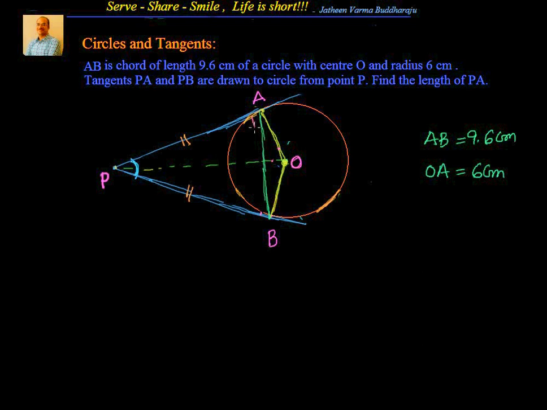So that angle is 90 degrees. Can I say angle PAO is equal to 90 degrees? Angle PAO is equal to 90 degrees. Not only that, we also know that this small angle is also 90 degrees. What is that angle? We'll just give a name there. Let us say that is R.